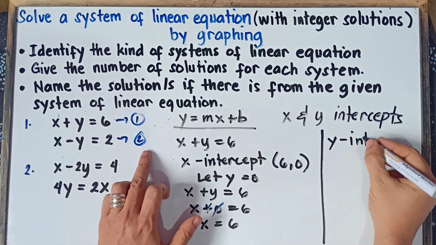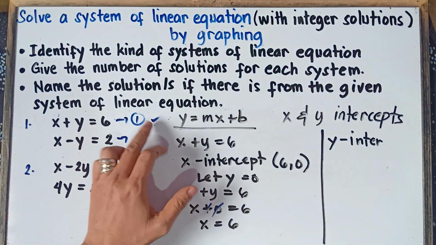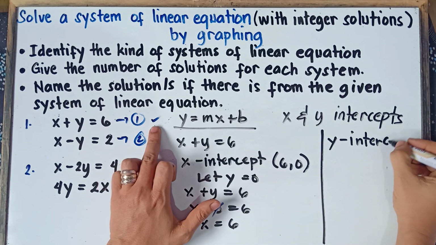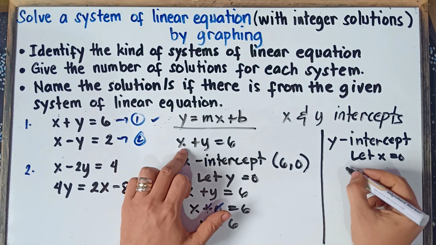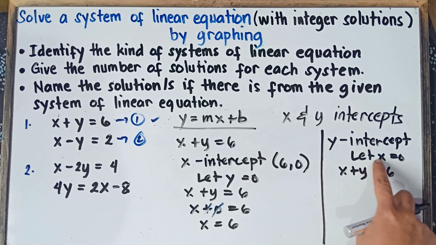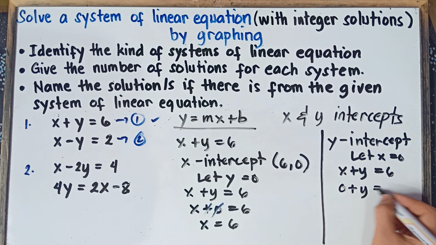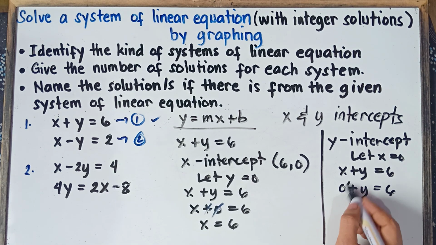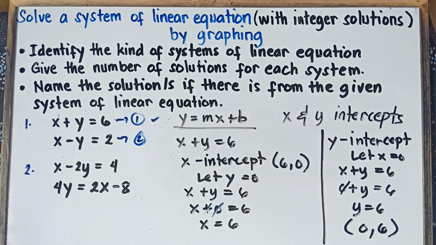Once again, class, we are still solving for the first equation, this one right here. We are told to find the ordered pair for us to plot this one. So for the y-intercept, let x equal to 0. Copy this one, x plus y equals 6. To get the y-intercept, let x equal to 0. So simply substitute the value of x, that would be 0. So 0 plus y equals 6. We can just simply cancel this out. So y is equal to 6. Therefore, if x is 0, y is 6. So the ordered pair, we have 0 for x and then y is positive 6.